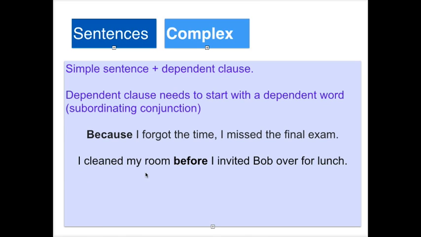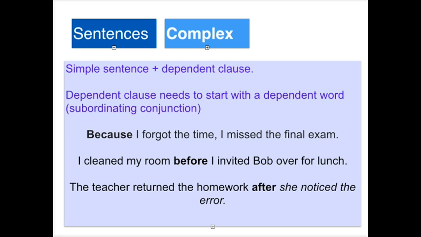I cleaned my room before I invited Bob over for lunch. "I cleaned my room" is the important bit of the sentence. The additional bit, the subordinate clause, "before I invited Bob over for lunch," is less important than this one. So there's your independent clause, there's your subordinate clause, and that's your subordinating conjunction there.